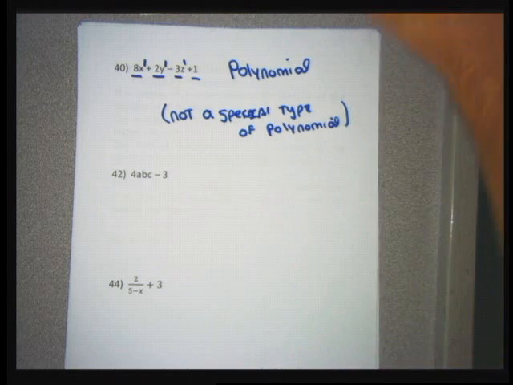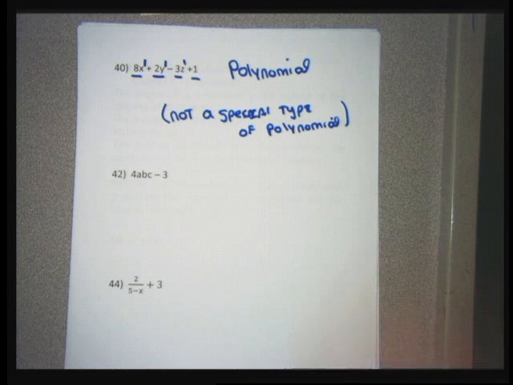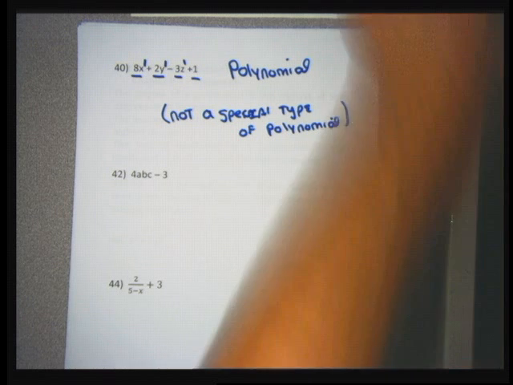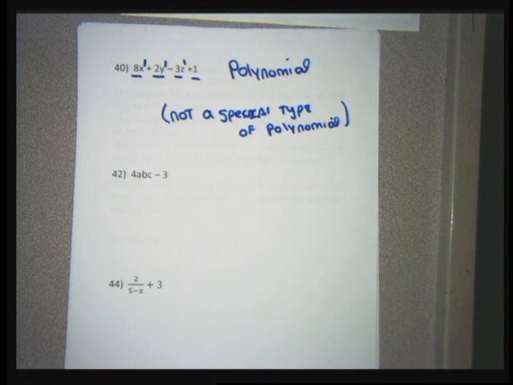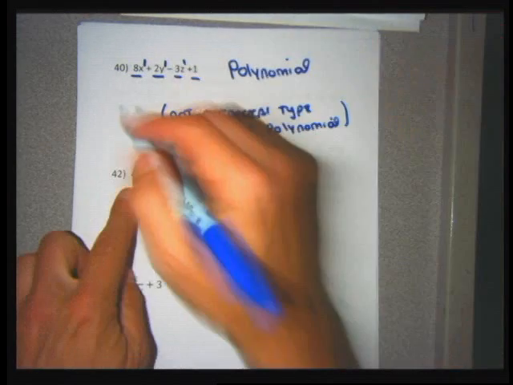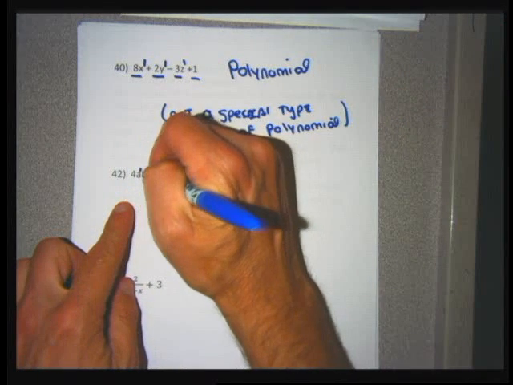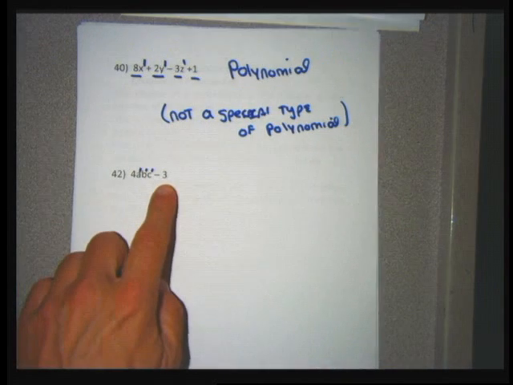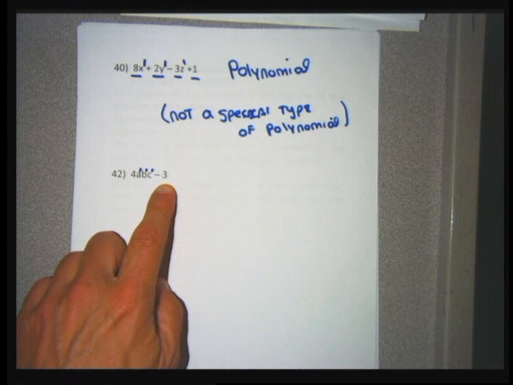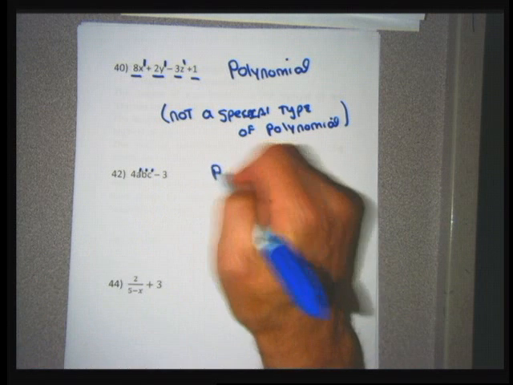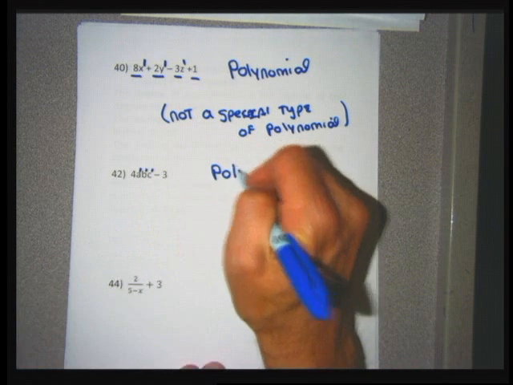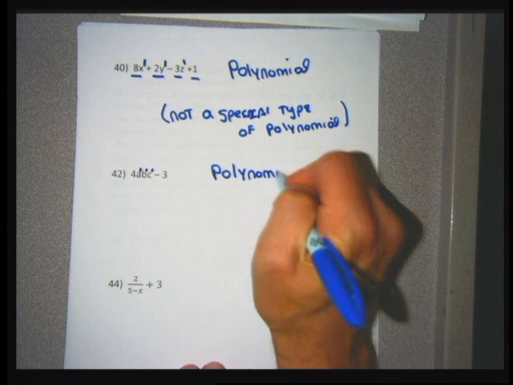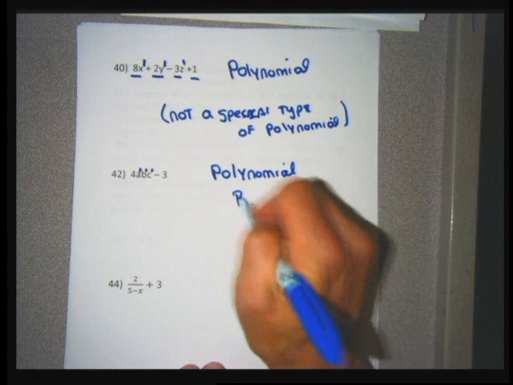42, that is going to be a polynomial because each of the terms is a monomial. The 4abc is considered a monomial because it has a real number, and then each of the variables, its exponents are 1, which makes that a monomial, and the 3 is a constant monomial. So this classifies as a polynomial. It's separated by a plus sign, which is a good thing. And it's a polynomial with 2 terms, so we're going to call it a binomial.